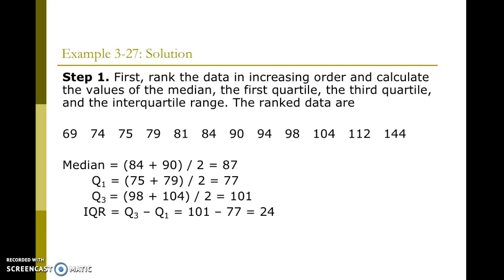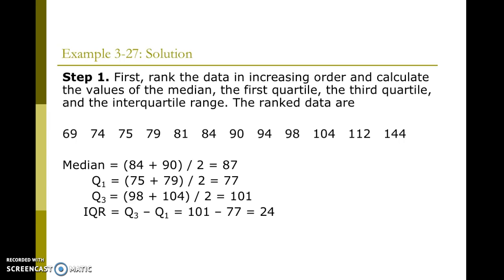First, of course, rank the data in increasing order. Calculate the values of the median, the first quartile, the third quartile, and the interquartile range. So that is going to be important. Here it is. They've ranked the data in this way. The median is, because it's 12 pieces of data, going to be in between these two. So they've done that. Finding the first quartile, again, is finding the median now of this lower half. Finding the third quartile is finding the median of this upper half. And then the interquartile range is just quartile 3 minus quartile 1. And we've done that here.